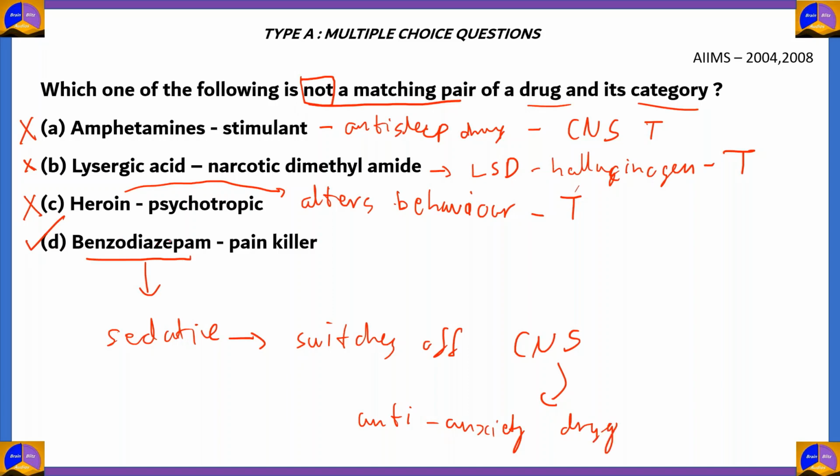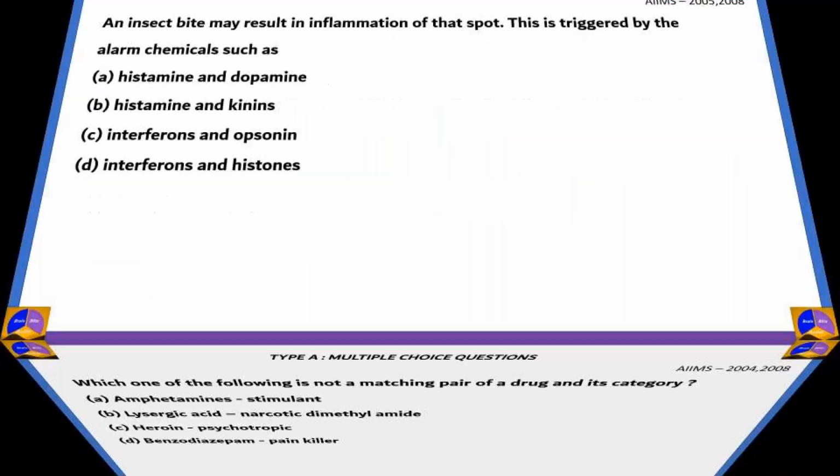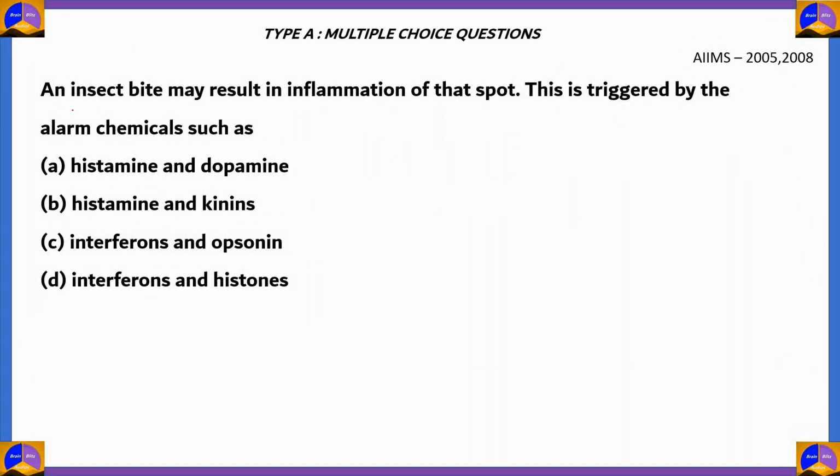So therefore, benzodiazepam being a painkiller is false, and that's why this option is true. Again, the reason being we are asked to find out which is not a matching pair. So over in this question, we need to learn the matching pairs. So if we know the matching pairs, then we can find the odd one out. Next question. An insect bite may result in inflammation of that spot.